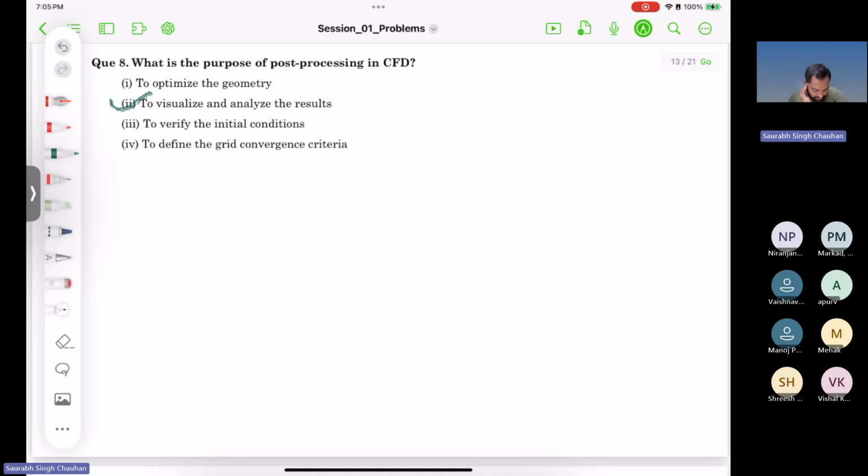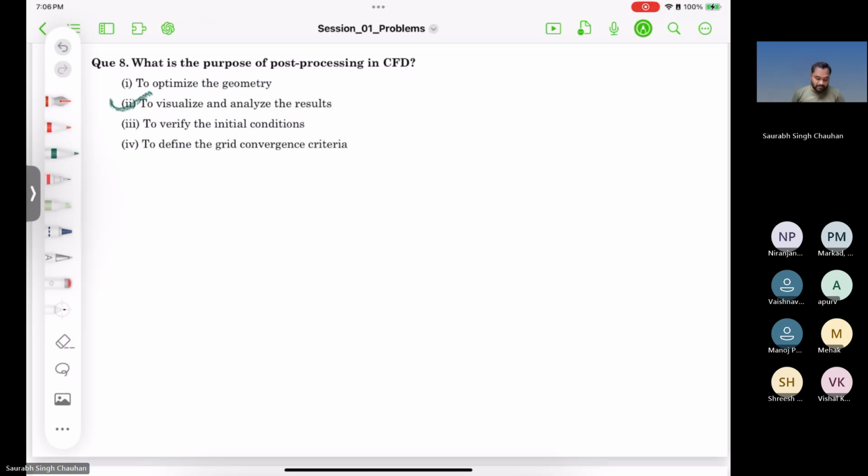If there is any doubt, then please ask. Sir, what do we mean by grid convergence? Hello, am I audible, sir? Yes, yes. Sir, what do we mean by this grid convergence criteria?